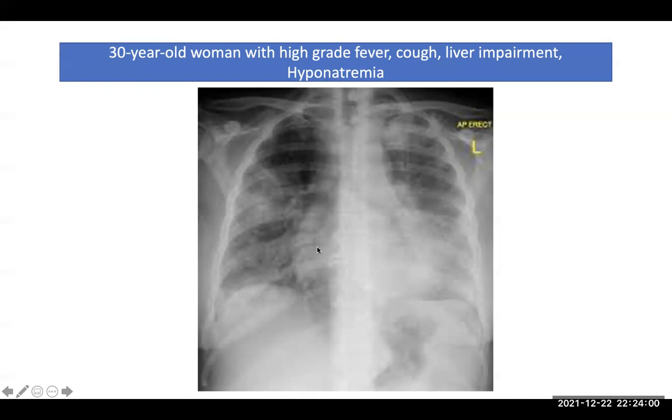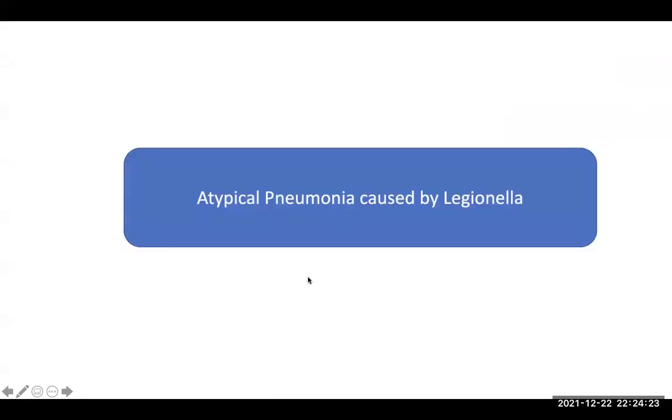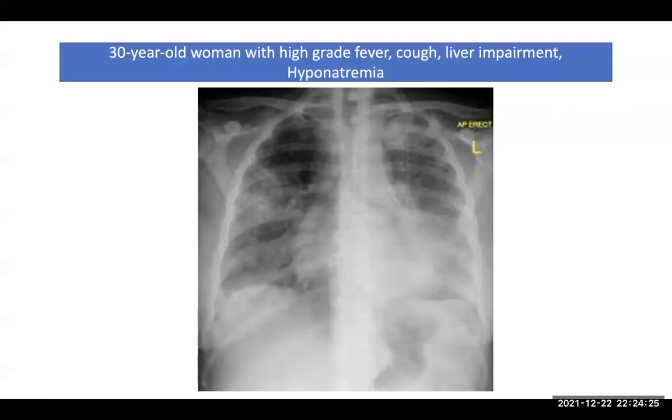In the X-ray, we are seeing that this patient has bilateral consolidation. This is a partly homogeneous and partly inhomogeneous opacity present bilaterally. So what is the combined diagnosis? Can anyone tell, doctor? Legionella pneumonia. Very good, excellent.